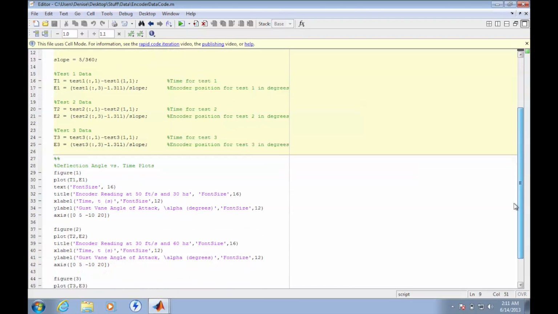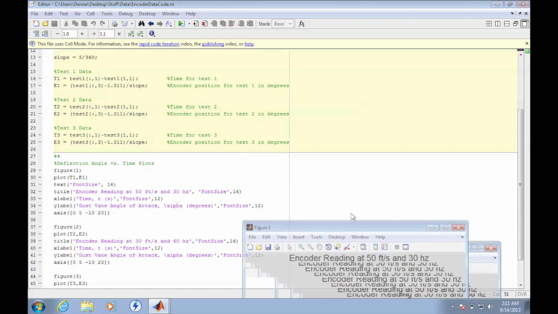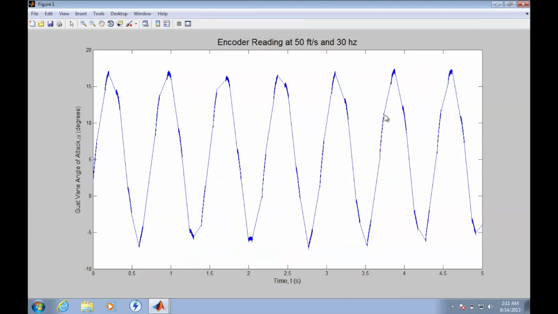To better visualize the position of the encoder, we zoom into a time frame of 5 seconds. Looking at the gust vane angle of attack, it appears that the vanes have a positive angle of attack of about 7 degrees, while the negative angle of attack has a maximum deflection angle of about 10 degrees. Also notice that the encoder position does not oscillate about 0 degrees, but instead about 5 degrees.